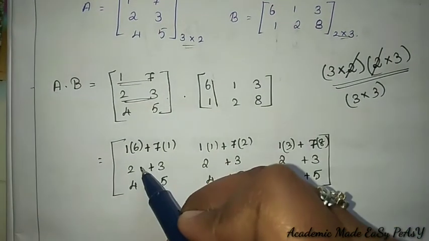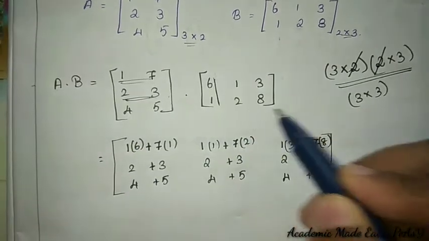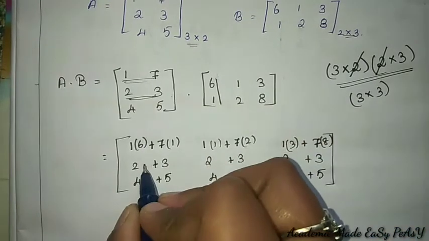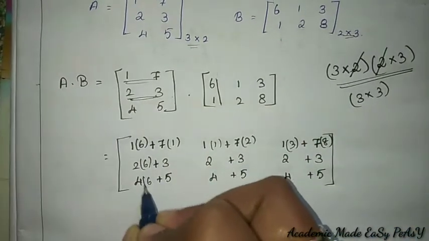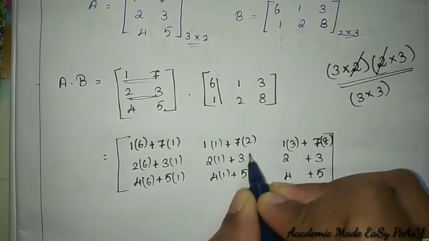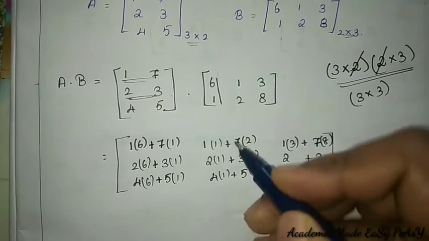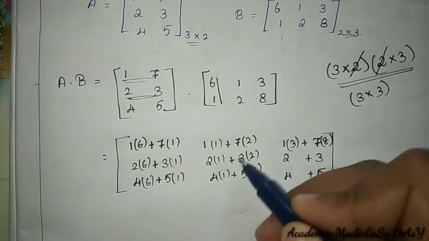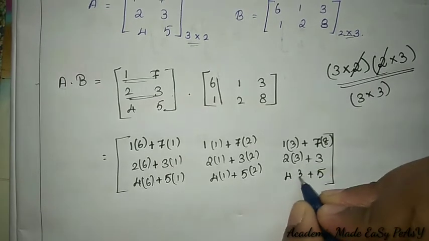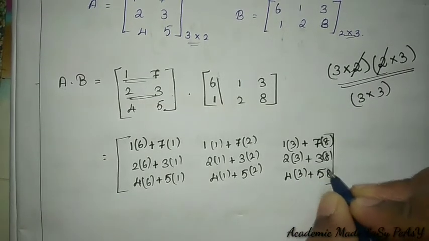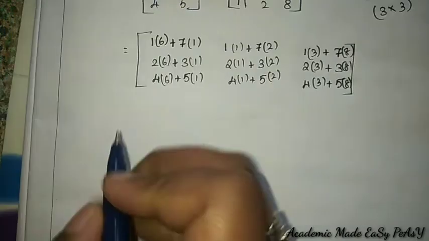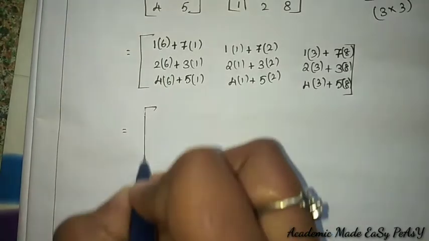So directly, instead of seeing each and every element, we can write what we have written here. So here also it will be 6, 6, 1, 1, 1, 1, 2, 2. I have only written it in a straight line so that I can identify and write easily. So 3, 3, 8, 8. So now it's easy for us to do the calculations, isn't it? So now I will multiply.